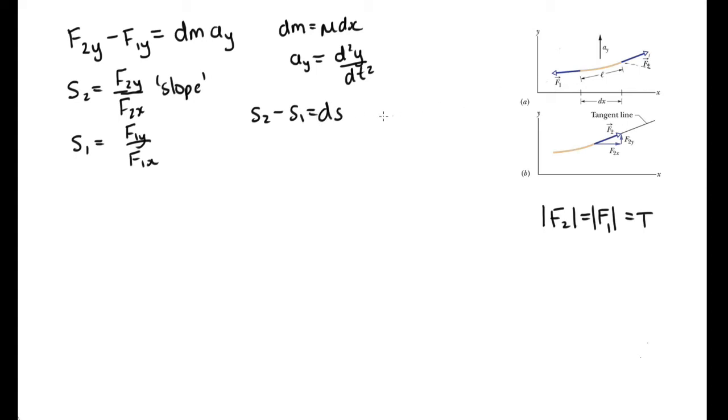And so now we can call the difference between these two slopes, S2 minus S1, equal to ds. This ds is a very small number because this wave is travelling along the string, so we've got almost the same slope there as there.